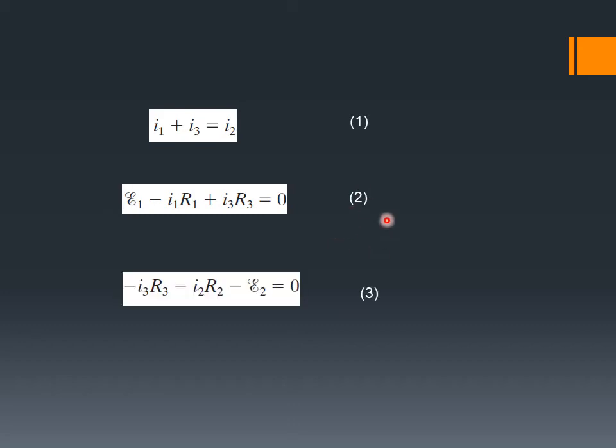So we now have these three equations, equation 1, 2 and 3, and there are three unknown currents, I1, I2 and I3. From these three equations you can determine I1, I2 and I3 according to the mathematics rule. You know how, given three equations, you can determine three unknown variables.